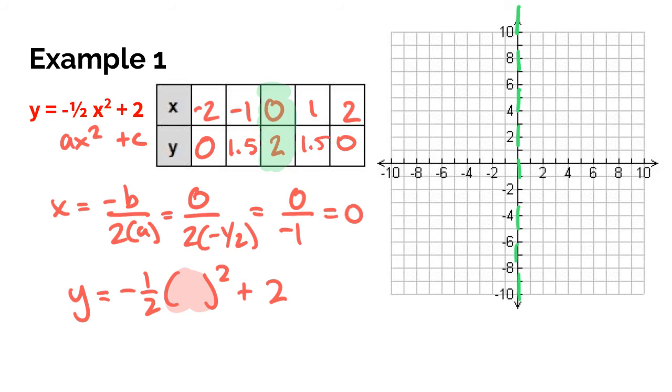All right, now plotting the points, my vertex is going to be found at 0, 2. So notice it shifted up 2 because my c value was plus 2 here. Then plotting my other points, I would have negative 2, 0, negative 1, and then 1.5. And then the same points on the other side to form my U shape. And again, you'll notice it's upside down and a little bit wider. And that's because I have a negative 1/2 in front. That a value is going to flip it upside down as well as make the parabola a smidge wider.